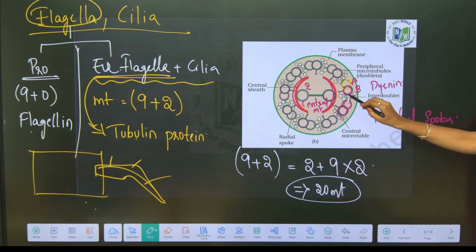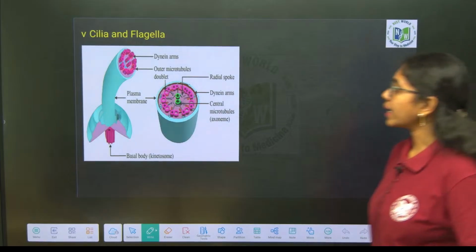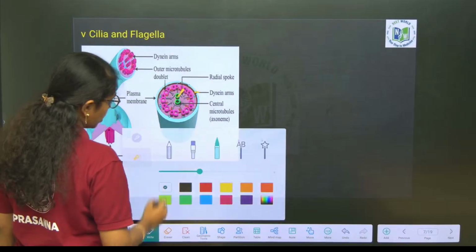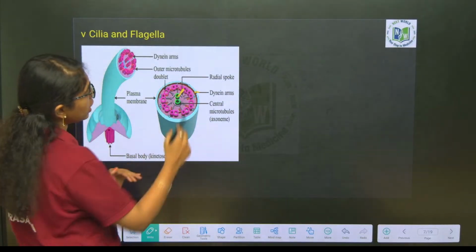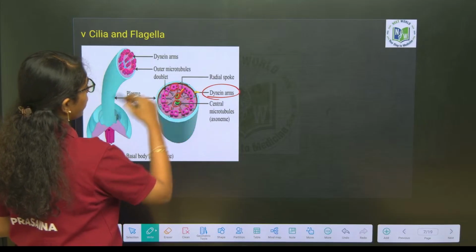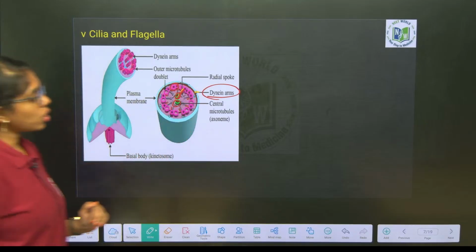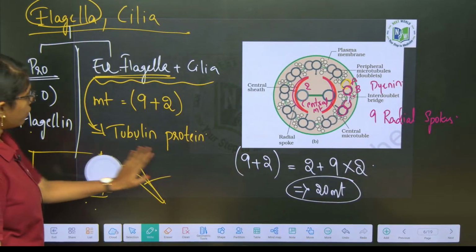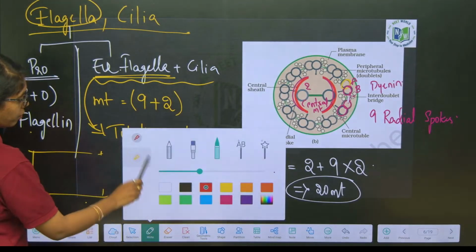Here, connections between 2 peripheral microtubules. Yes. Done? Next. So, here can you see, ma? Dynein arms, radial spokes. So, this is the TS, where you can see radial spokes, dynein arms, central microtubules and peripheral doublets. Okay? So, here if you observe in eukaryotic cilia and flagella also, first we will see about flagella.